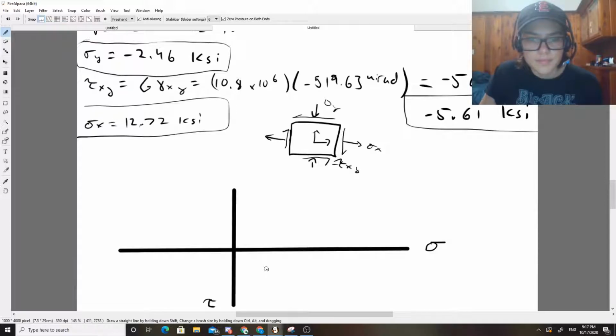Have I been calling this strain? No, I don't think so. Have I? Okay, if I called this strain, this is not strain, this is shear stress. I had a mental slip there if I did.